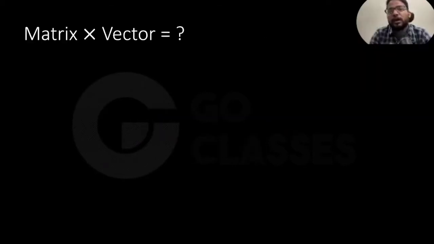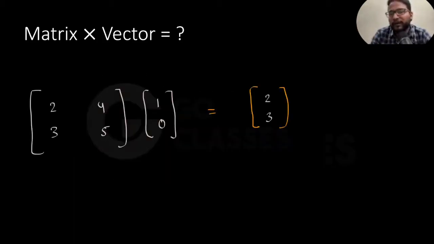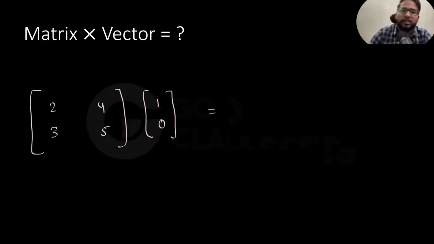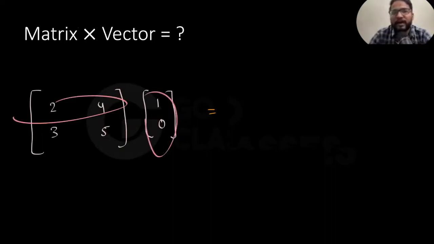Okay. Now let's see the most interesting topic, which is matrix into vector. How to multiply a matrix and a vector. So suppose I just ask you to multiply this matrix and this vector, then what will you do? Maybe you can multiply easily. How? You will say, this is a matrix, this is a vector. Let me multiply this particular row with this particular column, and let me get the answer.